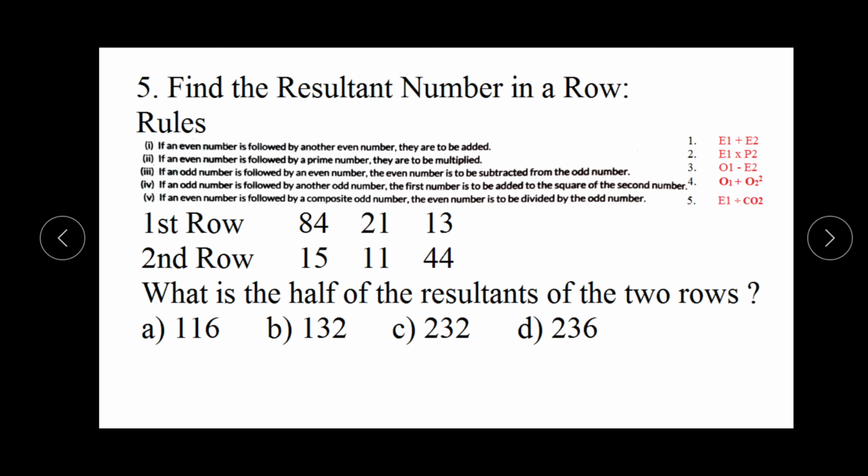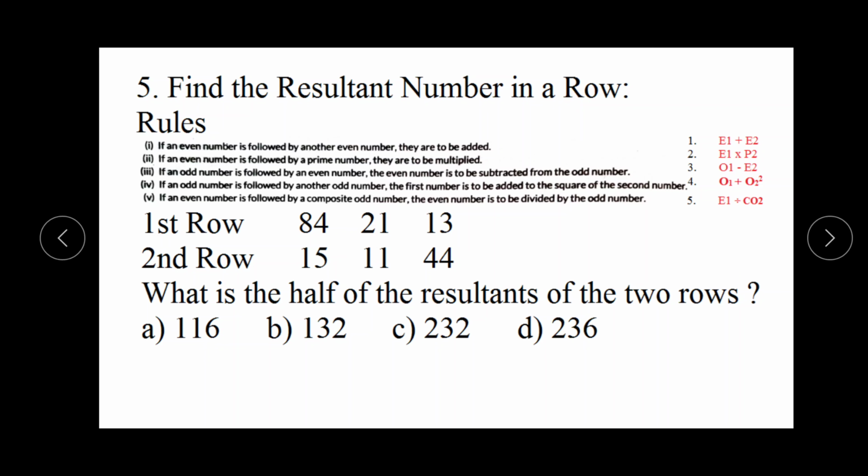Read the first rule. If an even number is followed by an even number, it means the first number is even. The first number is even, E1, followed by another even number, and the second number is also even. We will represent this as E2. They are to be added. It means if anywhere it is given that the first number is even and the second number is also even, and both are even numbers, then we will add them to solve. So this is the short form for rule 1.